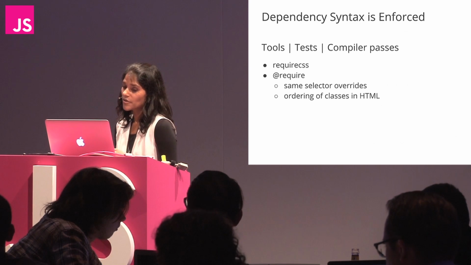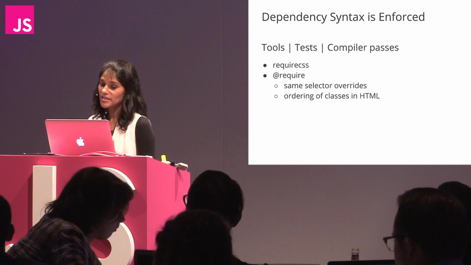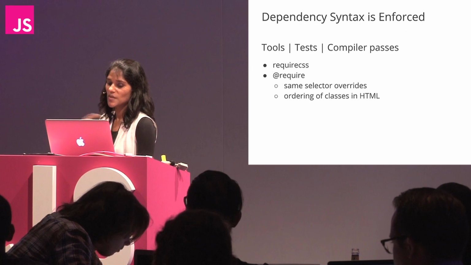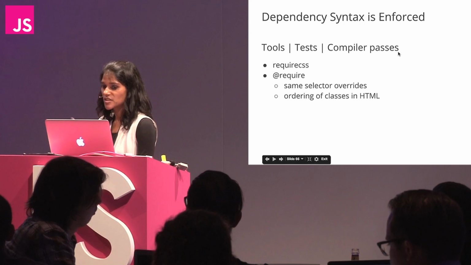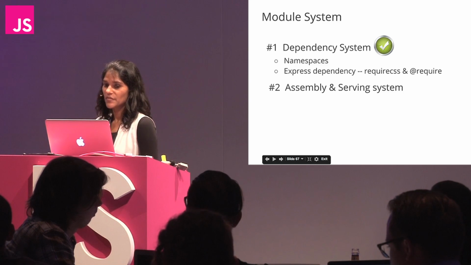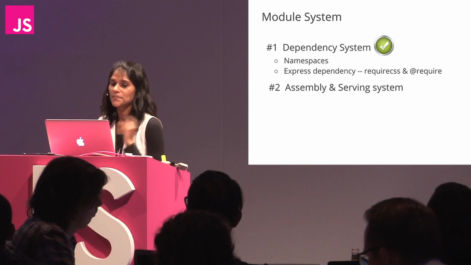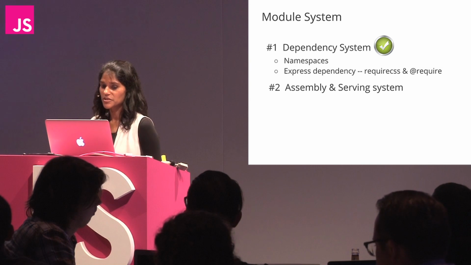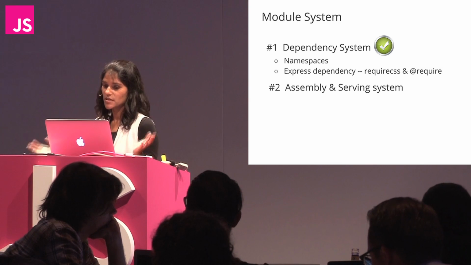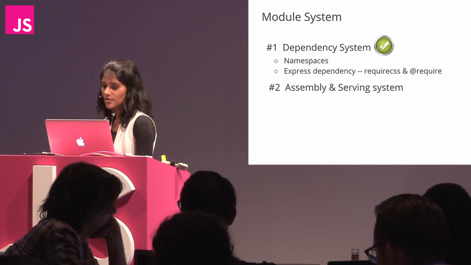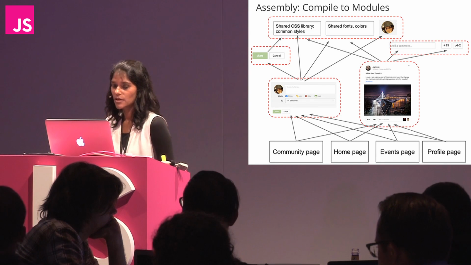Also, we want to enforce the ordering of classes in the HTML. So that goes back to our original Hello World example. Like you'll be forced to express that ordering with @require. All right, so far we've covered the dependency system part of our module system. We've looked at namespaces. We've looked at how we express dependencies using require CSS and @require. So now we move on to assembly and serving.